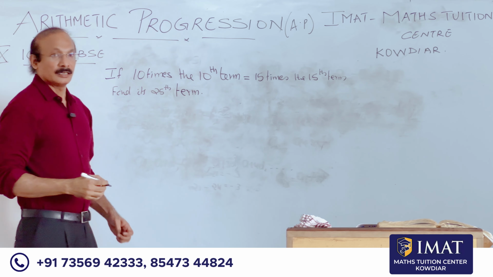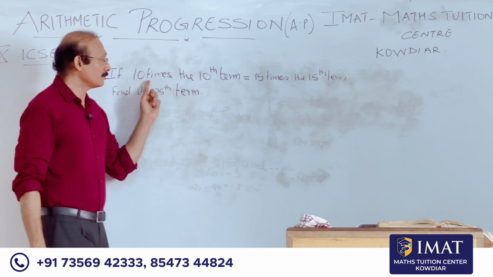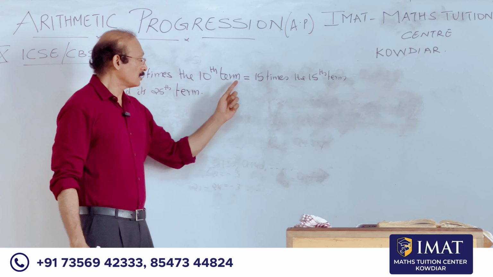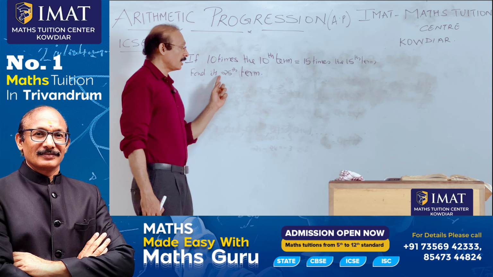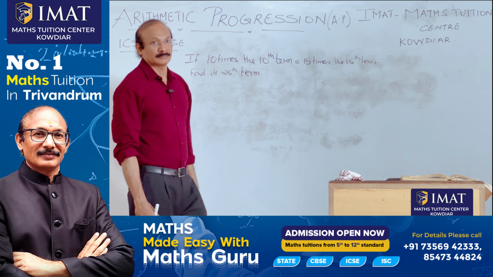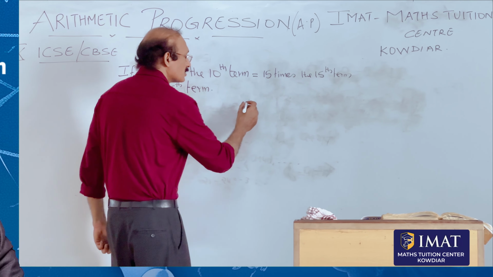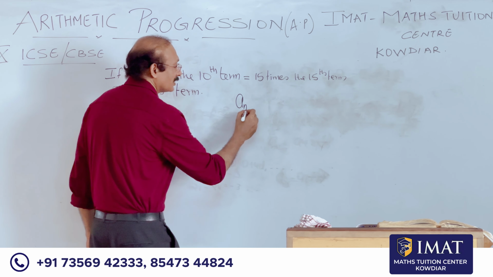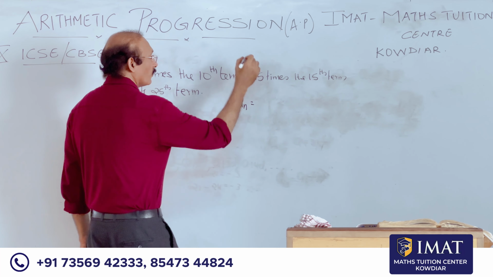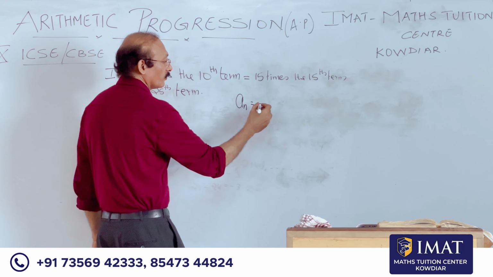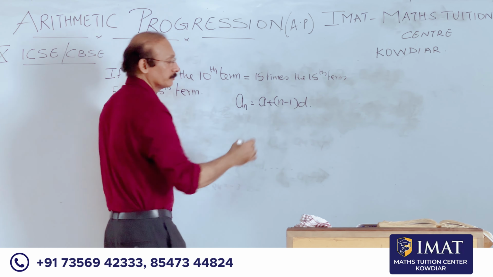Children, just see this particular question. If 10 times the 10th term is equal to 15 times the 15th term, find its 25th term. So what is the key concept for this particular question? The key concept is you must know what is the nth term of the AP. So here we are dealing with an AP. So 10 times the 10th term of the AP is equal to 15 times the 15th term of the AP. What is the nth term? We have studied it is A plus n minus 1 into D.